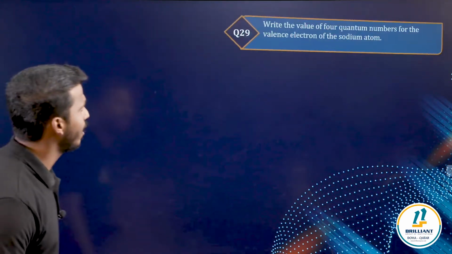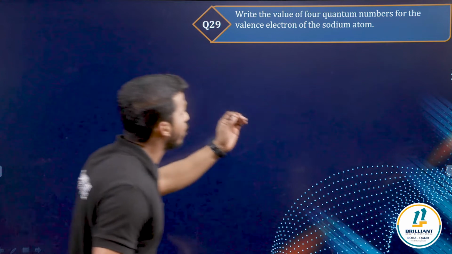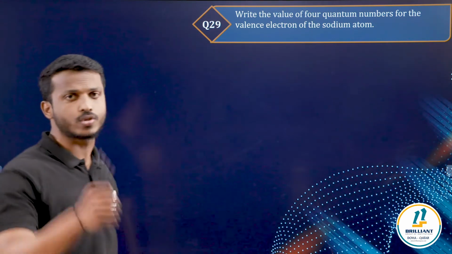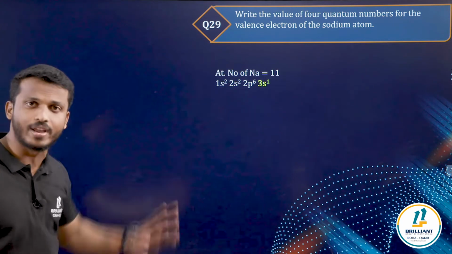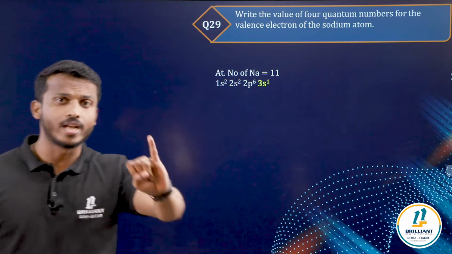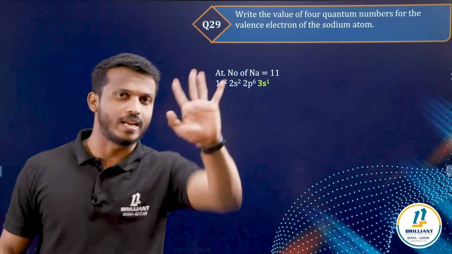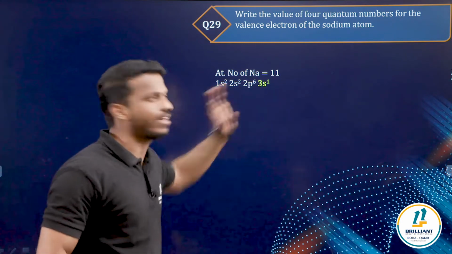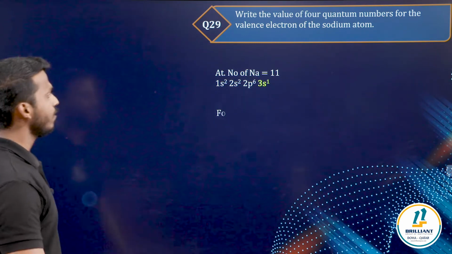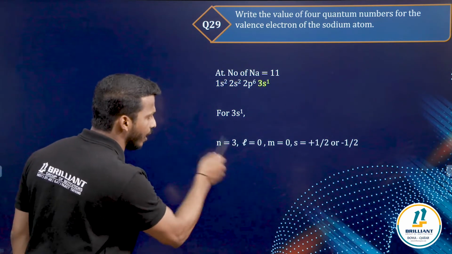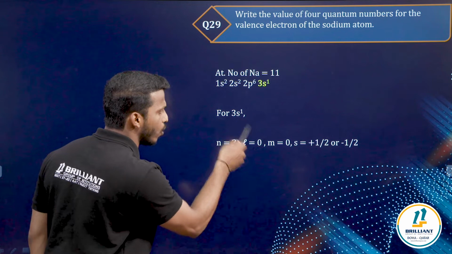Question number 29, dear all. Write all the 4 quantum numbers for the valence electron of sodium. You know sodium's atomic number is 11. So what is the configuration? 1s2, 2s2, 2p6, 3s1. Where is the last electron, the valence electron, located? In 3s1. Take 3s1. Dear all, for the 3s1 orbital, what is the n value? 3.